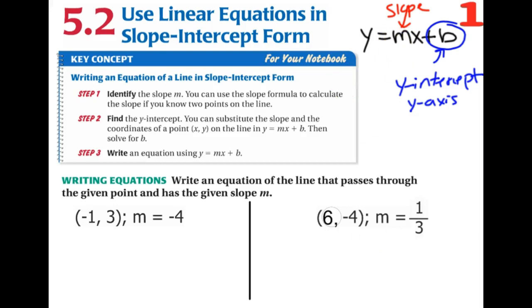They tell us our slope, or we can find our slope, and they give us a point with y and x. So it says step 1, identify the slope. Sometimes they'll give it to you, like they do right here. Other times we'll have to find it. Then step 2, we're going to find the y-intercept. It says you can substitute or plug in the slope and the coordinates of a point, x, y, into this equation right here, and solve it for b. Once we have b, then we can write our equation. So let's do just that.